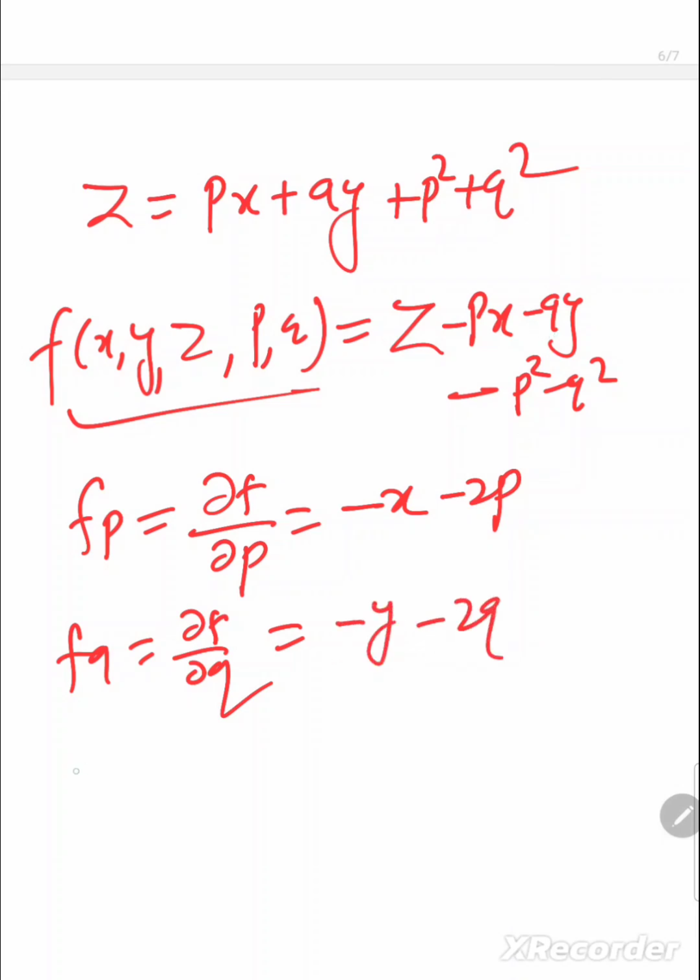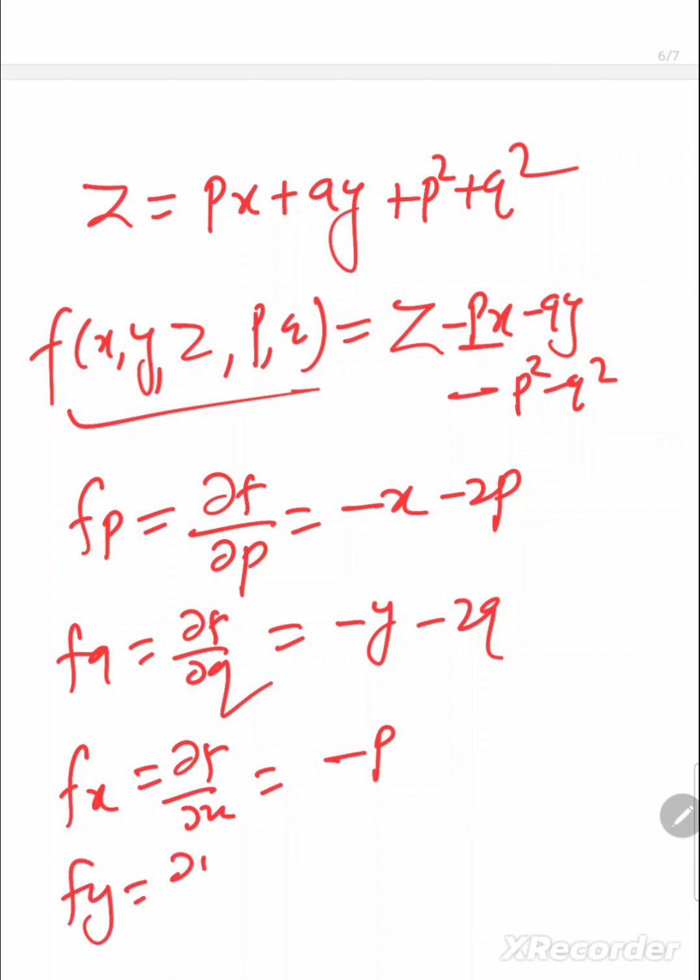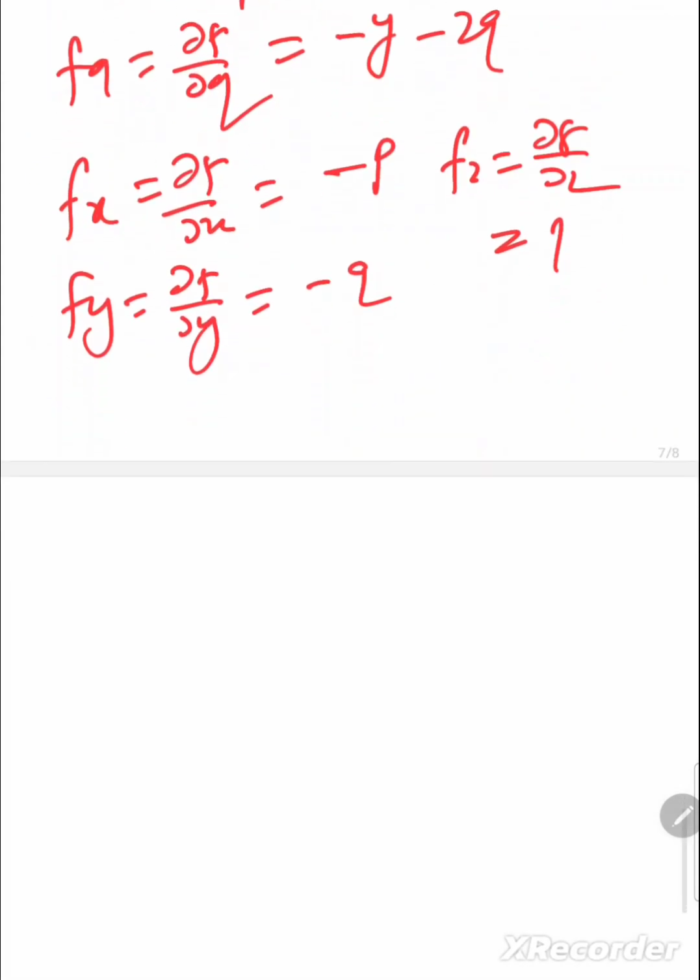Okay, now fx will be del f upon del x, which will be minus p. Now fy, del f upon del y, will be minus q, and now fz will be del f upon del z, and it is 1. Okay, you can see. And now write the auxiliary equation.